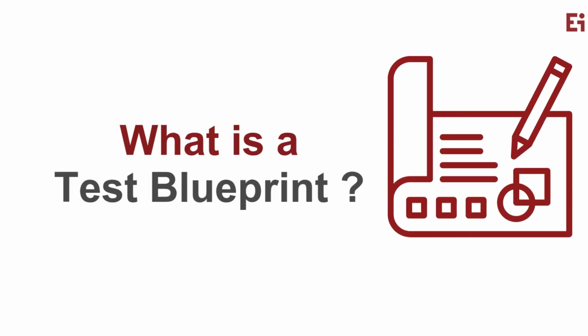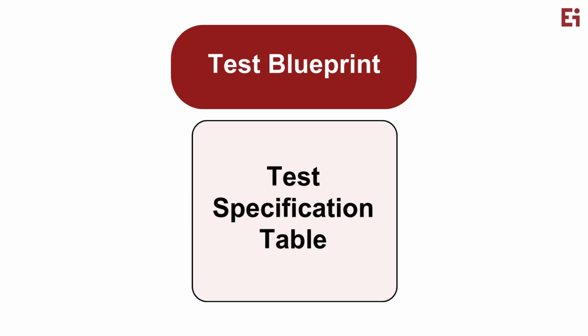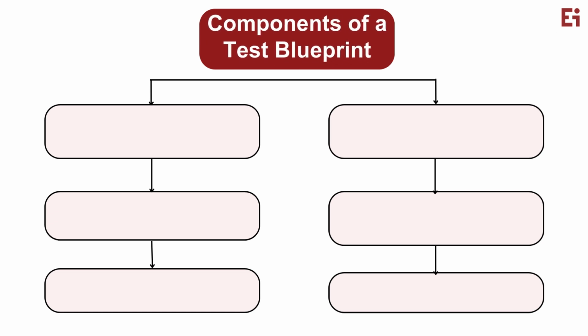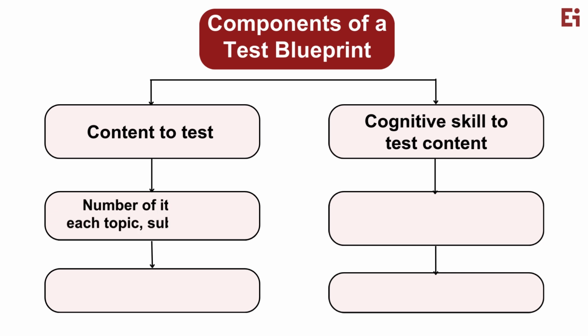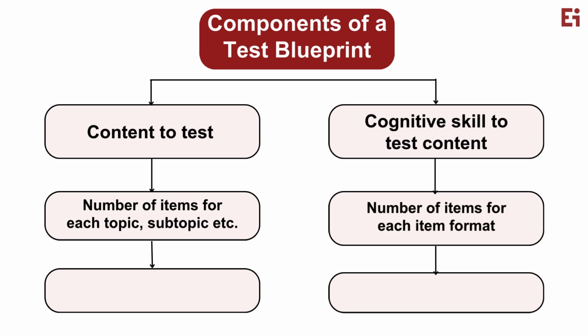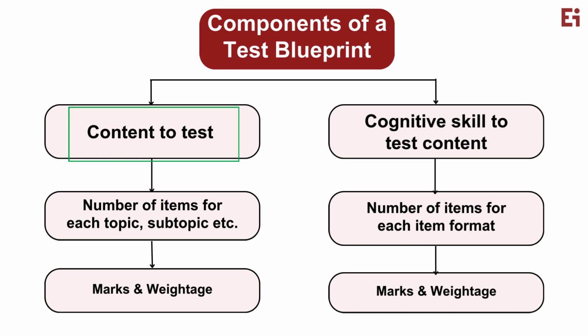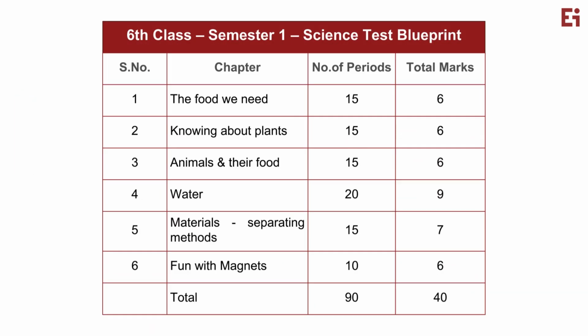Test blueprint, also known as the test specifications table, has the following components: the content to be tested, the cognitive skills, number of items for each topic and subtopic, number of items on each format, and finally, the marks and weightage. Let's look at a sample of a test blueprint for grade 6 science. You can see the content represented by the list of chapters to be tested. This is mapped with the total marks allotted to each chapter. It can also include the number of periods that are allotted while teaching.